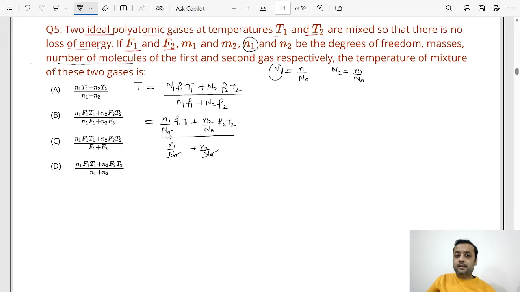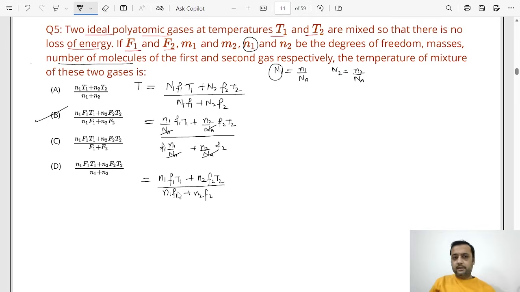Na gets cancelled. So this becomes n1 F1 T1 plus n2 F2 T2 divided by, sorry, here F1 will also be there and here F2 will also be there. So n1 F1 plus n2 F2, right? So I think option B is the correct answer.